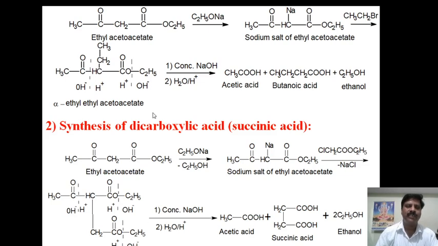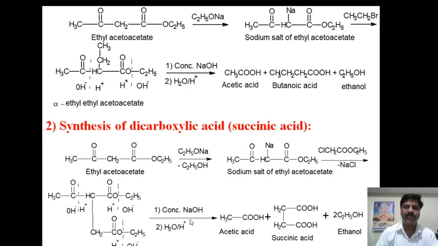Now next, another synthetic application of ethyl acetoacetic ester is synthesis of dicarboxylic acid, or succinic acid. Ethyl acetoacetate is treated with sodium ethoxide to form the sodium salt of ethyl acetoacetate, which on treating with chloroethyl acetate forms this product. This on heating with concentrated sodium hydroxide followed by acid hydrolysis, fragmentation takes place.